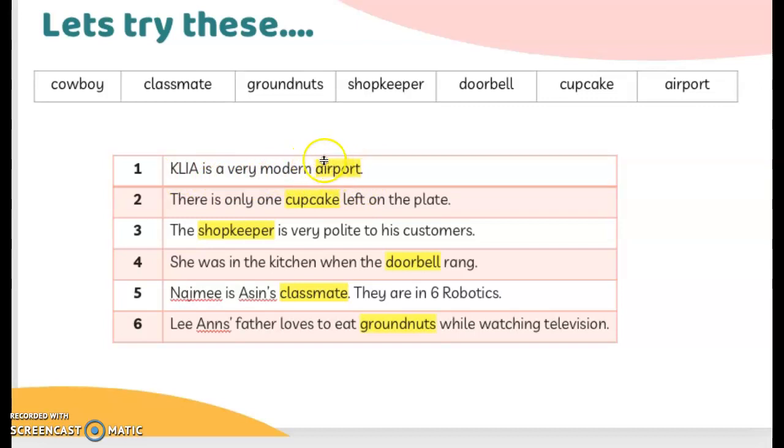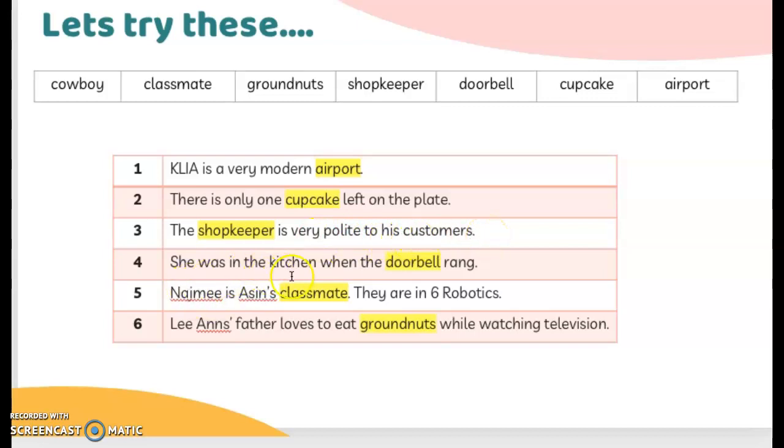So it consists of air and the word port. So when you combine it, it will become airport. And then there is only one cupcake left on the plate. Okay, so cup and you combine with cake, it will become cupcake. And the third one, the shopkeeper is very polite to his customers.